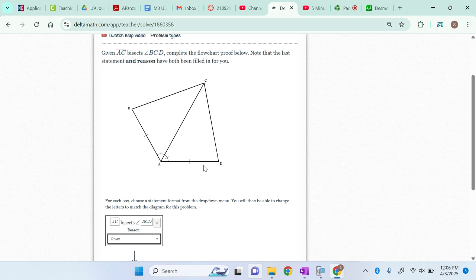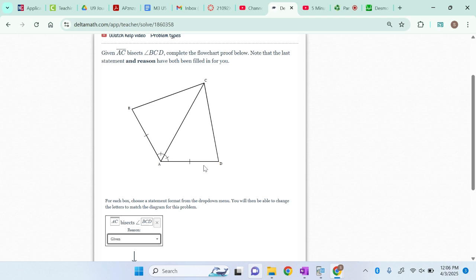BCA. So BCA is congruent to DCA. And that's exactly what you would type. And what's the reason for this one, do you think? How do we know that those two angles are congruent? What told us that? What gave us that thought? The bisector. So in other words, it's the definition of a bisector. That's the reason. Definition of a bisector, or angle bisector, or however they say it. All right?